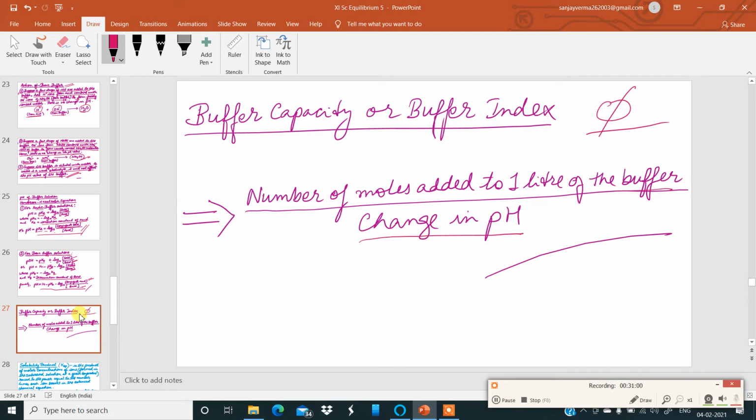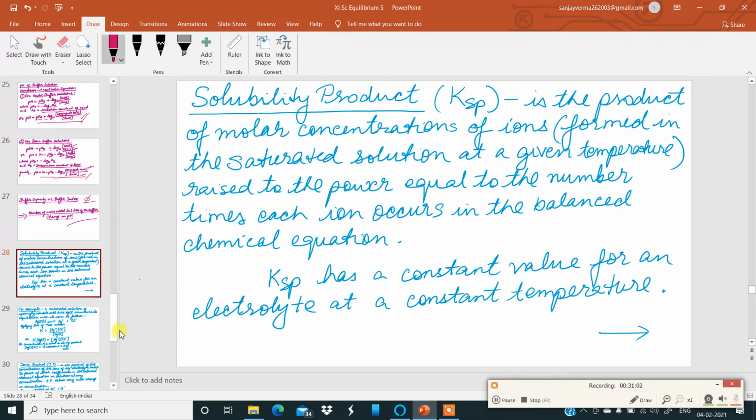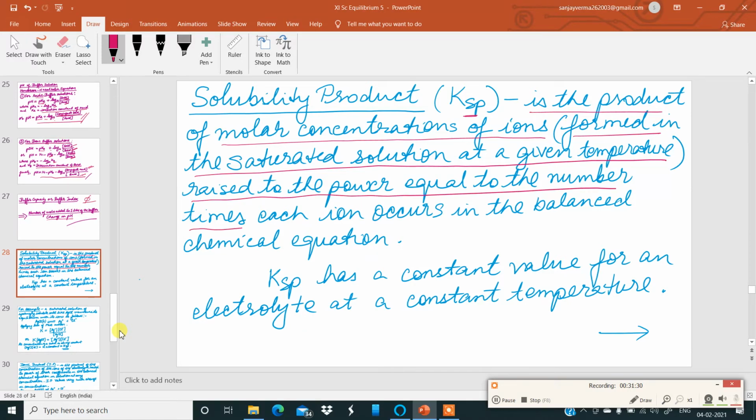Okay. Now, moving to the next topic under this chapter, solubility product, represented by capital K, sp. The sp is written at the bottom over here as a subscript. Now, solubility product is the product of the molar concentrations of ions formed in the saturated solution at a given temperature, raised to the power equal to the number of times each ion occurs in the balanced chemical equation.